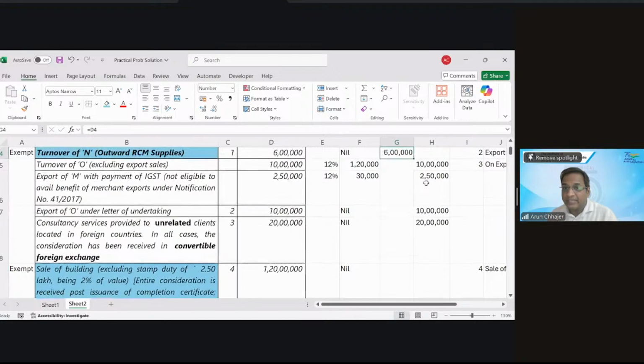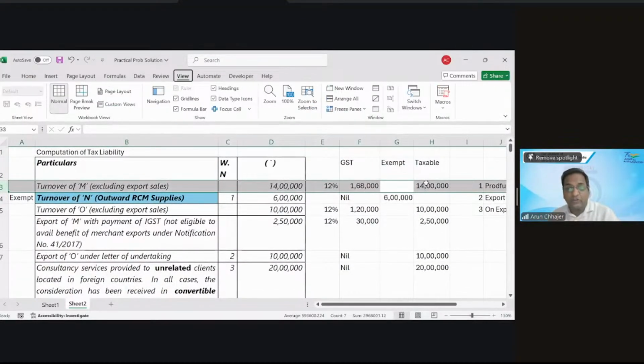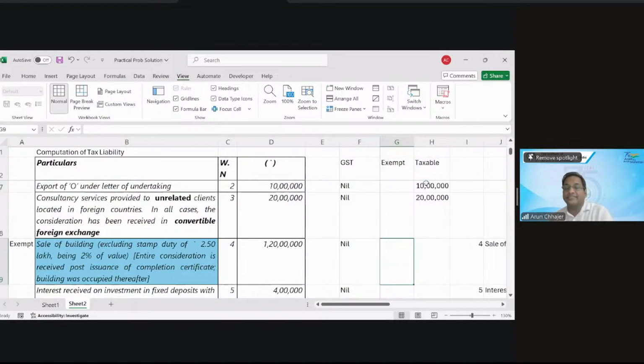Now, can anybody tell me what value I should take for the sale of building? Is it 1 crore 20 lakh? Is it 2 lakh 50,000? Or is it 120 minus 250? Or is it 120 plus 250? What is the value of sale of building for the purpose of reversal of common ITC?